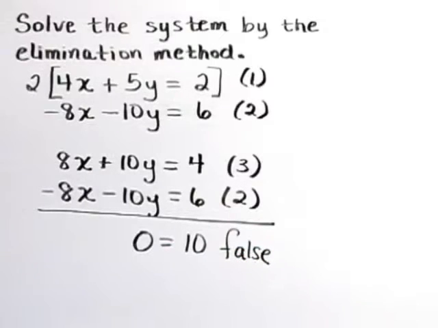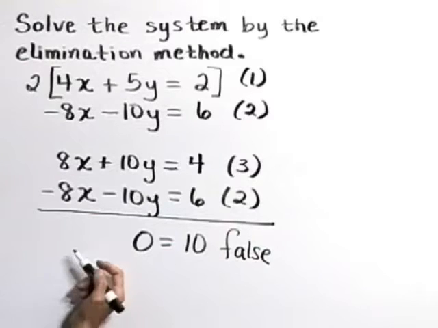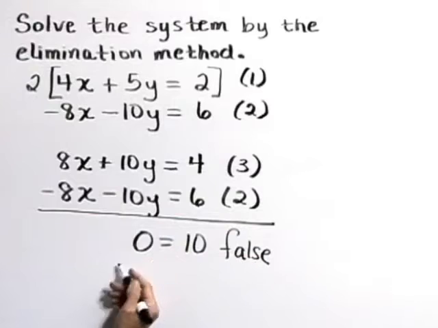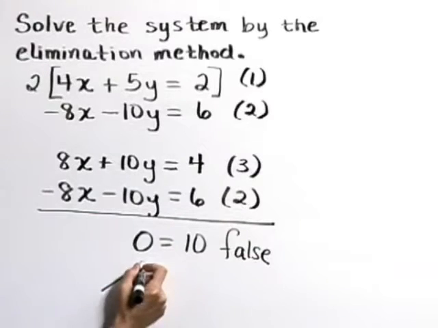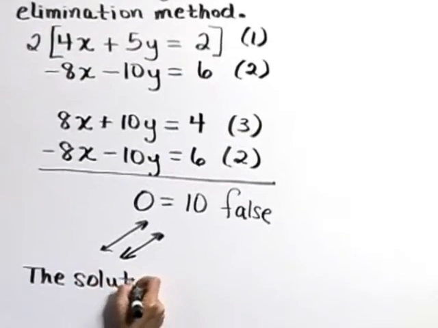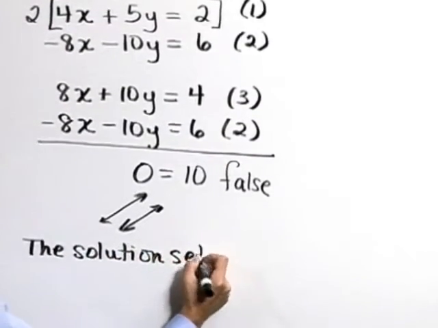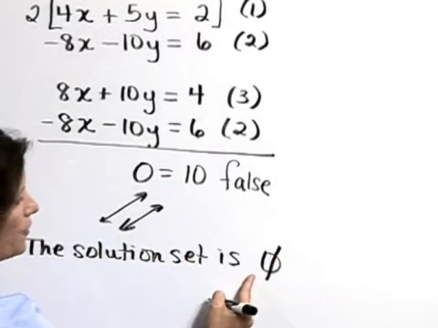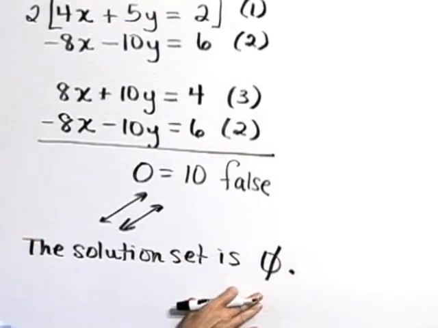When this occurs in using the elimination method, or the substitution method for that matter, when both of our variables disappear and we are left with a false statement, this indicates we've got graphically lines that are parallel, they don't intersect, and therefore there is no solution to this system. Let's summarize by saying that the solution set is the empty set. You might also say it's the null set, meaning that there is no solution to this system.